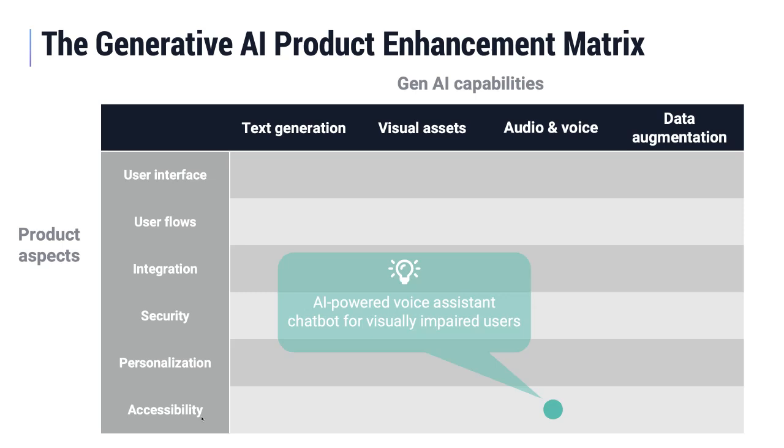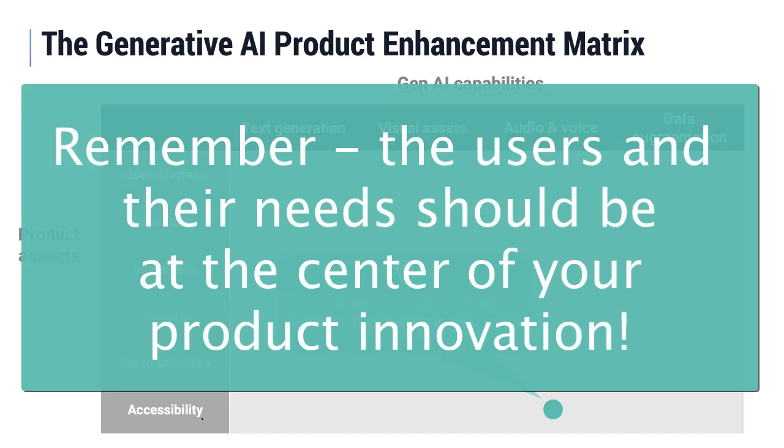By systematically exploring the intersections between product aspects and generative AI capabilities, we can uncover opportunities that might not be immediately obvious. Remember, the goal isn't just to add AI for the sake of it, but to enhance your product in ways that truly benefit your users and align with your product strategy. As you use this matrix, always keep your users' needs in mind.